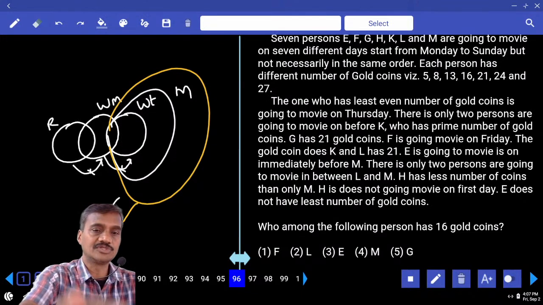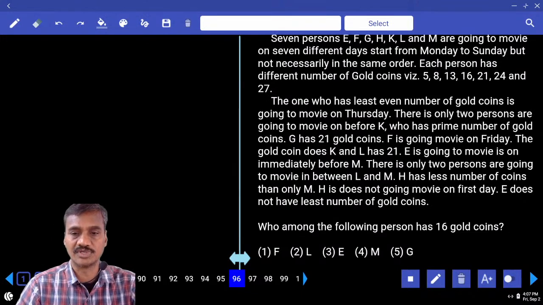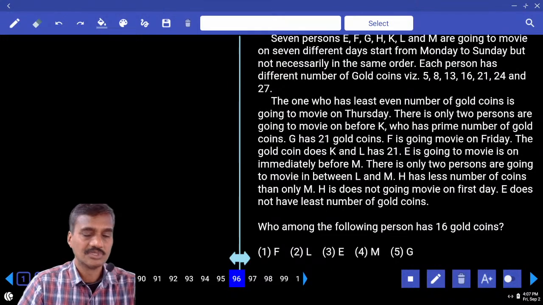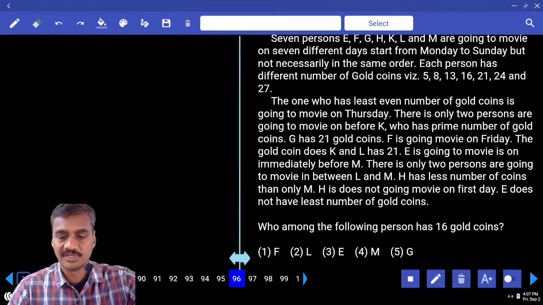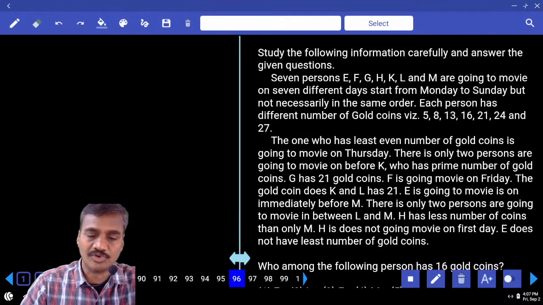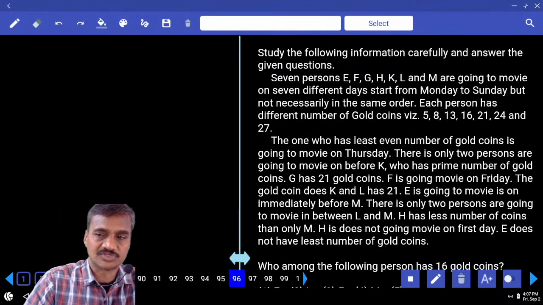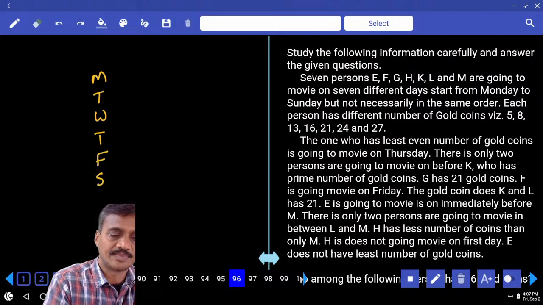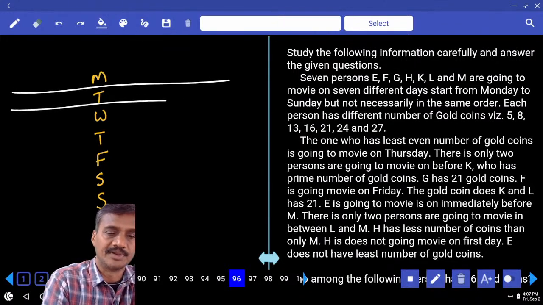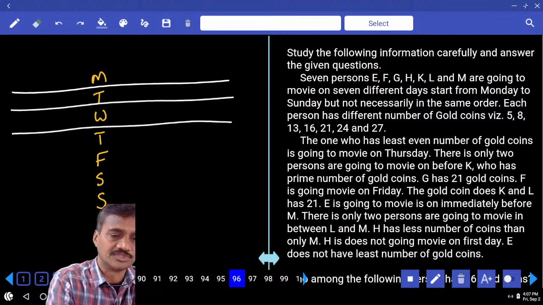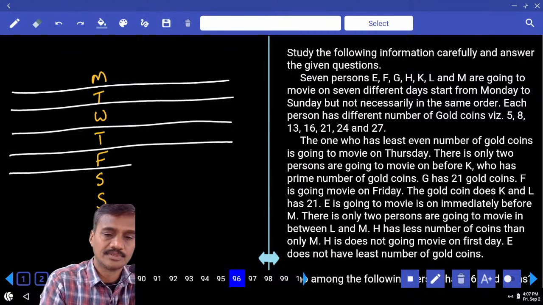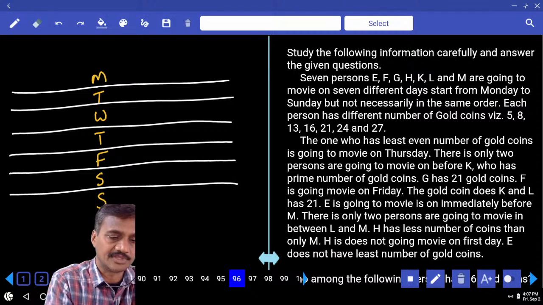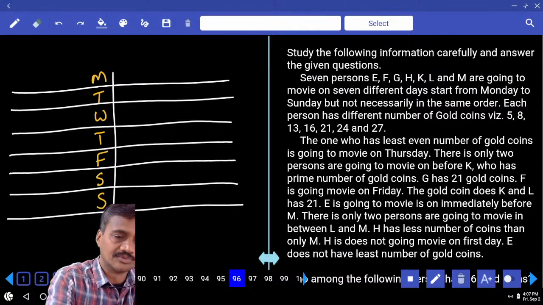Then 96 to 100. Now in this 96 to 100, there are some 7 persons. Now these 7 persons, E, F, G, H, J, K, L, M, are going to movie on 7 different days, starting from Monday, ending on Sunday. Monday, Tuesday, Wednesday, Thursday, Friday, Saturday and Sunday. Then coming to condition number 1.